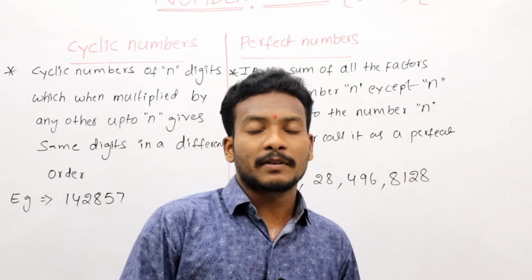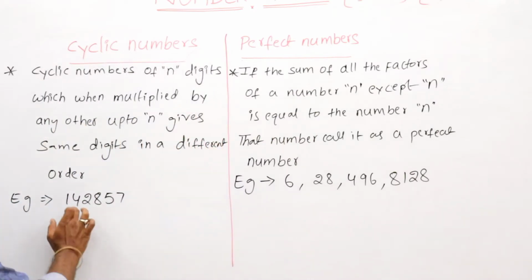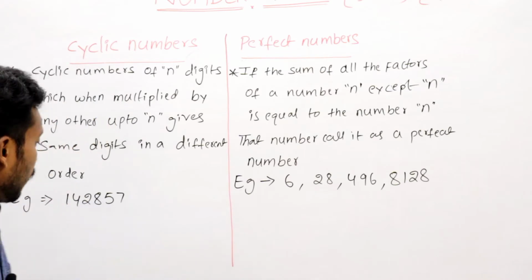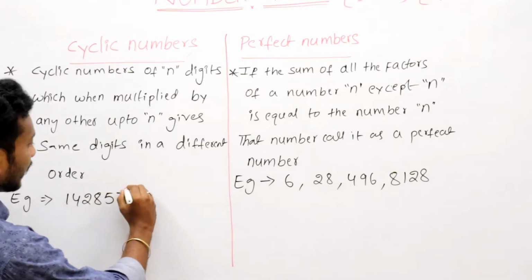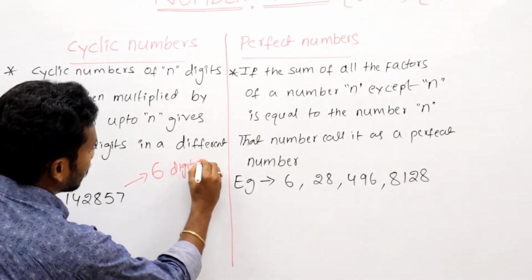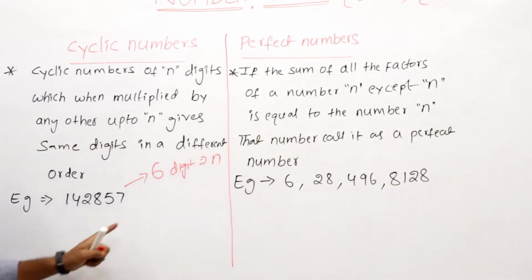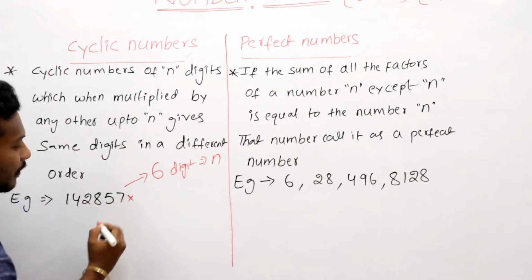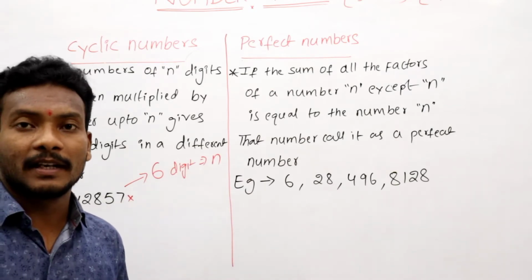Suppose I am taking this number, 142,857. It consists of how many digits? 6 digits. The value of n is 6. Now, whenever this number is multiplied with 1, it is the same, it is repeated.